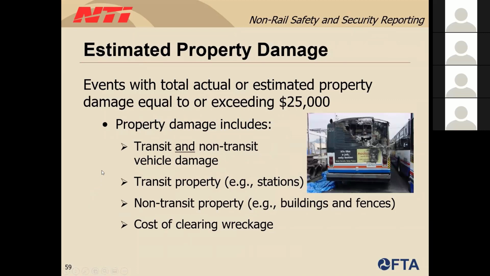The property damage threshold. Events with total actual or estimated property damage equal to or exceeding $25,000 are reportable. Property damage includes transit vehicle and non-transit vehicle damage, damage to transit stations, bus stop signs, and shelters if applicable. The cost of non-transit property, such as buildings and fences, etc., is included, and also the cost of clearing wreckage.